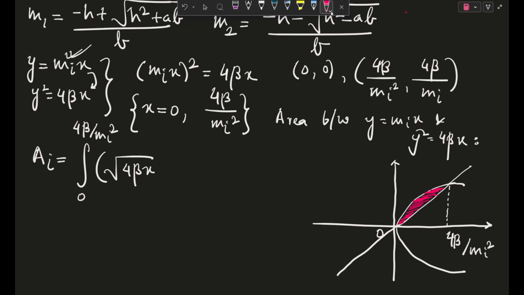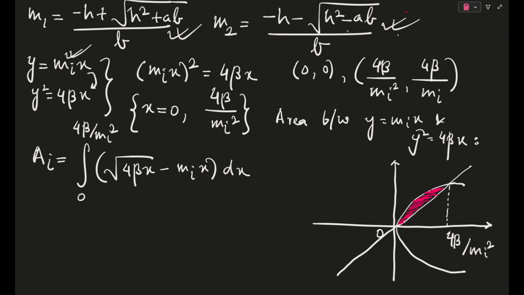This is your area, shaded in red color. So this will be root 4 beta x minus m x dx. Now guys, one thing, if you observe our m1 and m2 right here, one thing that you can easily understand is m1 and m2 are actually equal in modulus but opposite in sign. Like mod m1 is equal to mod m2, but your, wait just a minute.